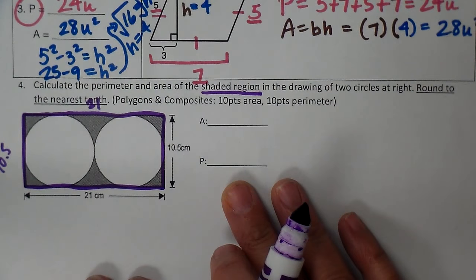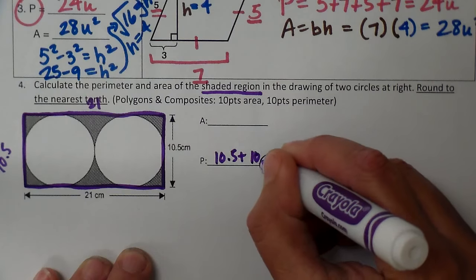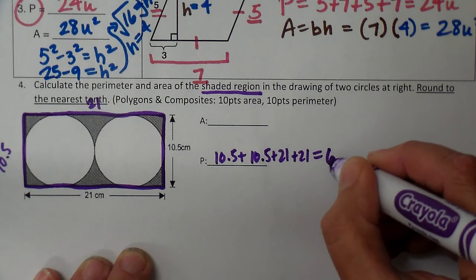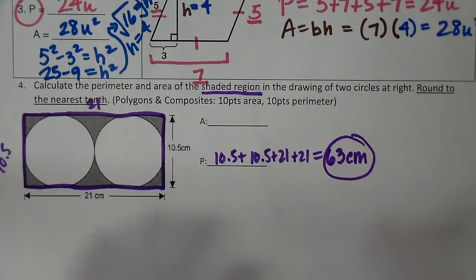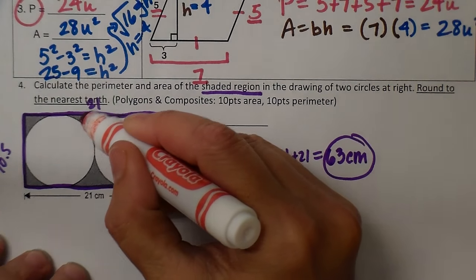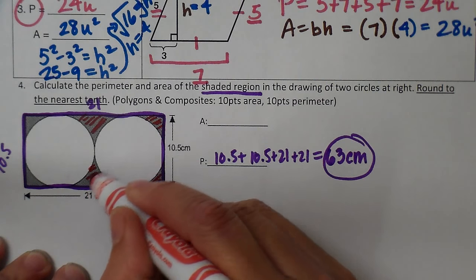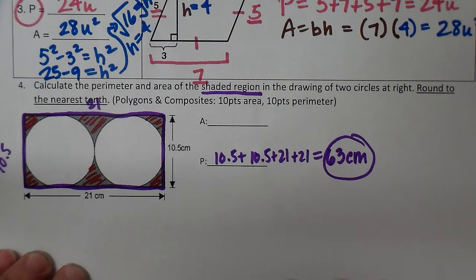So to find my perimeter, I'm going to add 10.5 plus 10.5 plus 21 plus 21, and you come out with 63 centimeters. And that's just plain old centimeters. It's not area. We're not squaring it. All right, so now let's find the area of just the shaded region. Now the shaded region is right here. The shaded region is just those areas.